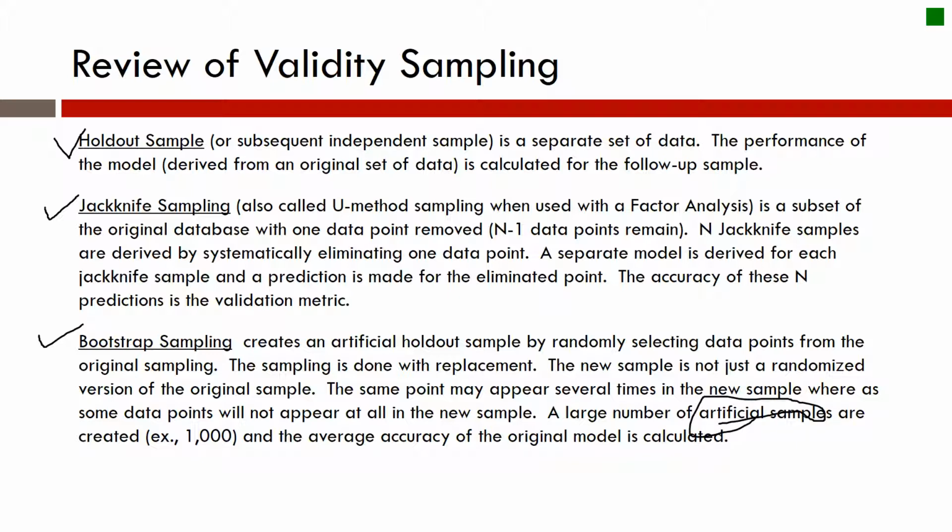When you jackknife, you again create samples, or you use samples, but you eliminate data points and create separate models to be able to see how reliable the prediction is after the eliminated point or data is removed. So these are validation methods. They are possible in SPSS.